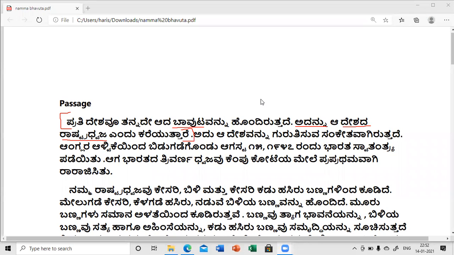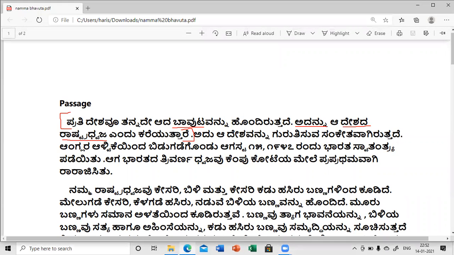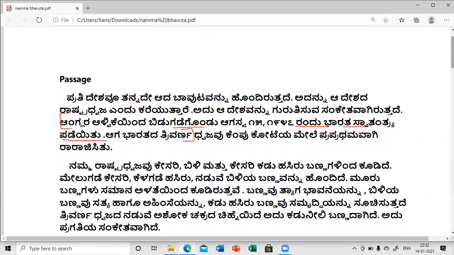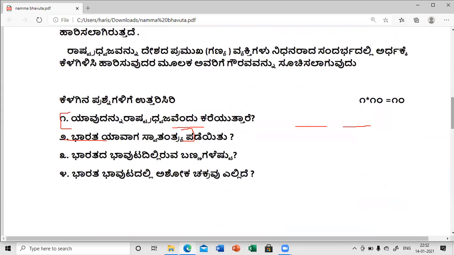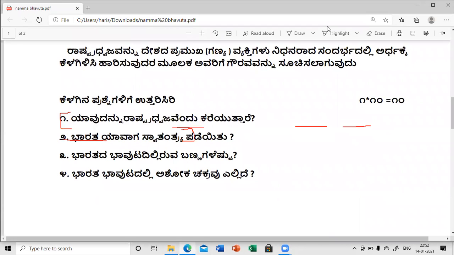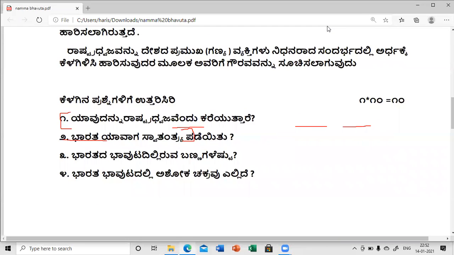So you would get the answer here. ಪ್ರತಿ ದೇಶವು ತನ್ನದೇ ಆದ ಬಾವುಟವನ್ನು ಹೊಂದಿರುತ್ತದೆ. ಅದನ್ನು ಆ ದೇಶದ ರಾಷ್ಟ್ರಧ್ವಜ ಎಂದು ಕರೆಯುತ್ತಾರೆ. That's all. So we have this answer for the first question. I hope you understood the first question. If you have any doubts about it, you can always write to me in the comment box. All right, let's go to the second question now.